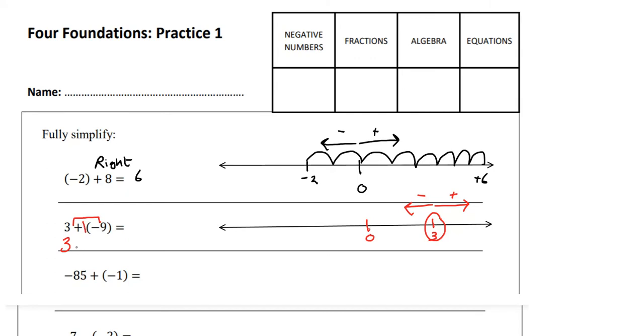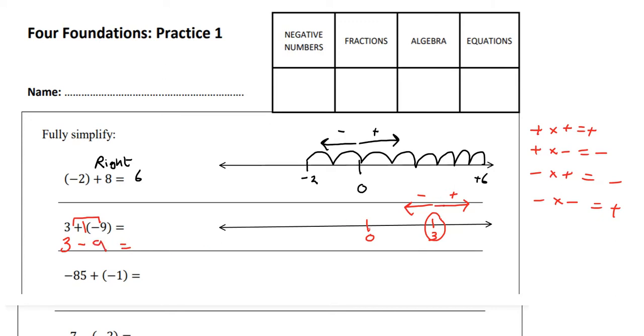So we should know from our rules for negative numbers, and let's just write them down. A positive times a positive is a positive. A positive times a negative is a negative. A negative times a positive is a negative. And we've got a negative times a negative is a positive. So here we have a positive multiplied by a negative, which gives a negative.